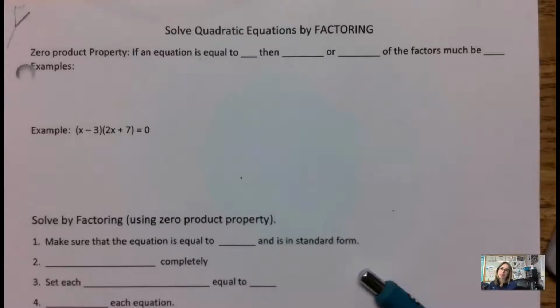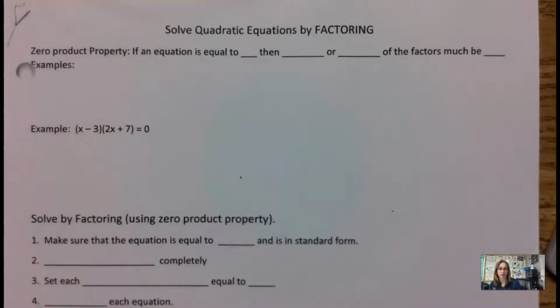Hello, so today we are going to solve quadratic equations by factoring. There's going to be a handful of ways that we will be able to solve quadratic equations, but today we're going to go over how to do it by factoring. We just finished factoring, so all we're doing is taking one more step after the fact.